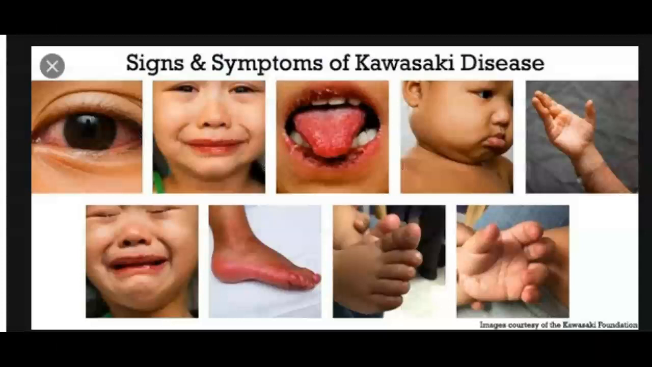The acute stage lasts approximately 10 days and is characterized by a high fever that persists longer than 5 days. The fever is unresponsive to antibiotic treatment. Clinical signs include bilateral, non-purulent conjunctivitis, changes in the mucous membranes, such as erythema, fissures, and cracking of the lips and strawberry tongue, changes in the peripheral extremities, such as swelling of the hands and feet, and erythema of the palms and soles, and generalized erythematous rash and enlarged cervical lymph nodes. Tachycardia and extreme irritability are also common.